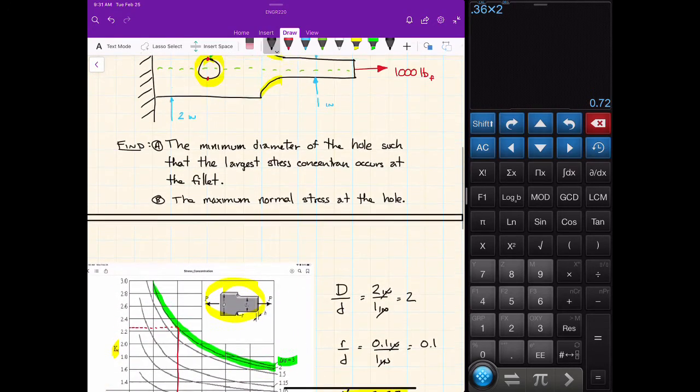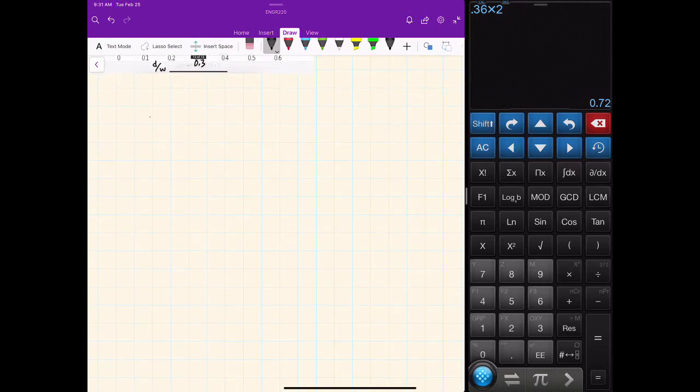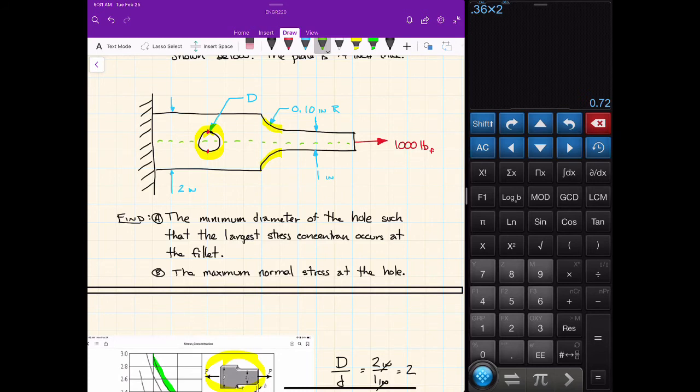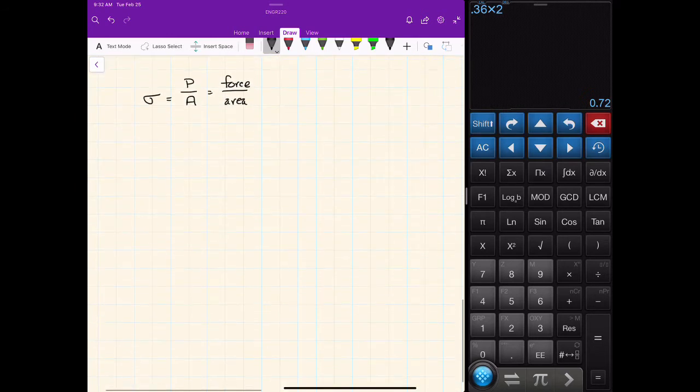Remember that stress, sigma, this is normal stress, normal meaning perpendicular in this case. So sigma equals P over A. So this is a force over an area. So if we were to take our plate and create an imaginary little cut right through the center of this hole, we want to find the maximum stress. Also, notice that those little red dots, that's where this stress concentration occurs. Then if we cut that apart, it's going to look something like this.